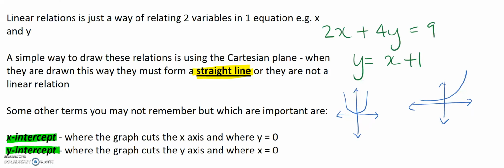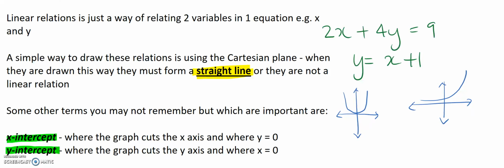Intercept, if you think, what does intercept mean? Intercept means that wherever something, anything, intersects, so it crosses each other. So x-intercept means wherever your line crosses the x-axis.